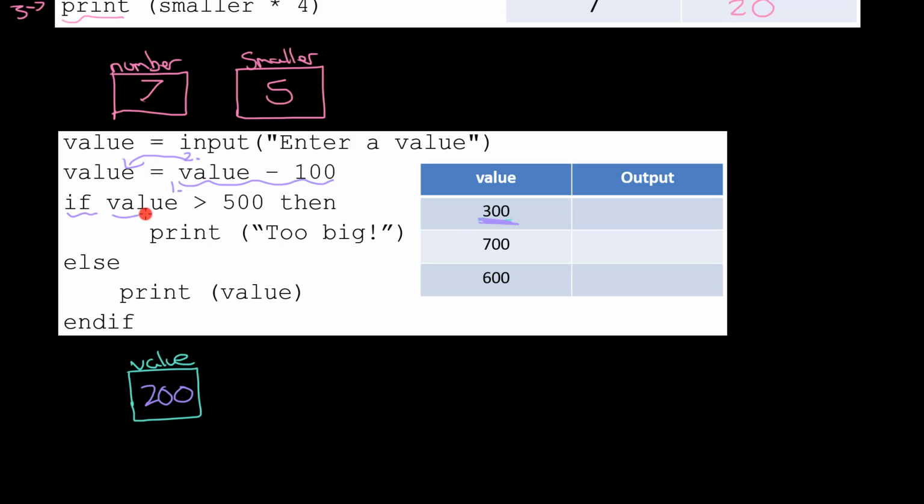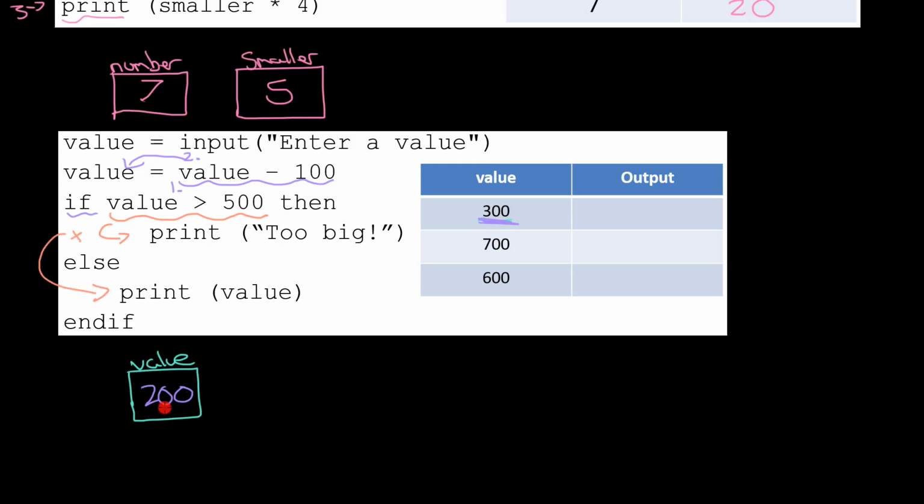If value greater than 500, and what I'm going to do now is underline the condition in orange. So value greater than 500. What this means is if the value is greater than 500, I'm going to do this. If it's not, I'm going to do this.